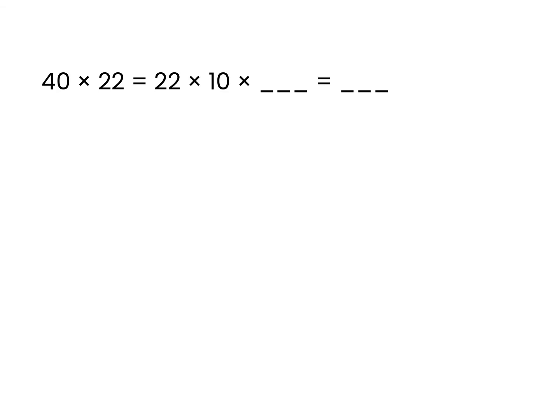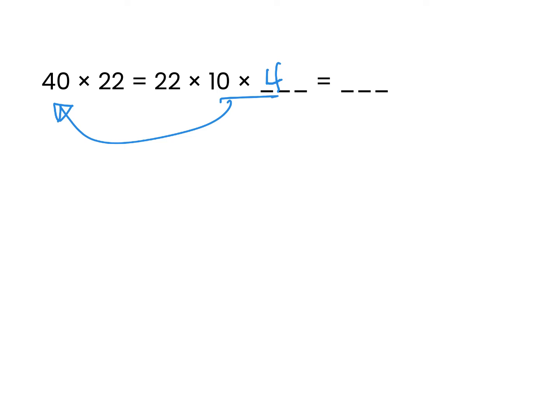All right, look at the next one. We are going to start doing multiplication with double digits. As we're multiplying with double digits, this is what we did yesterday, a little bit of a review, and we're going to break these digits apart. So we have 40 times 22. Well, we can break that apart and say 22 times 10 times 4, right? Because 10 times 4 is equal to 40.